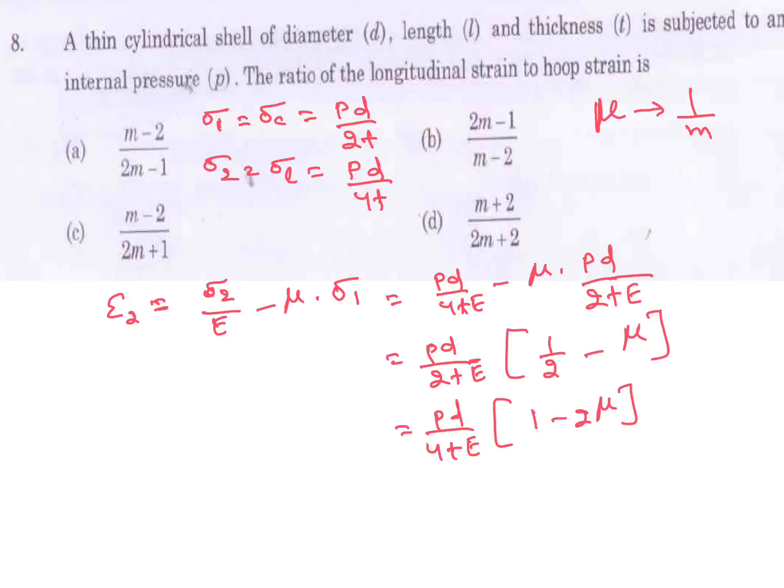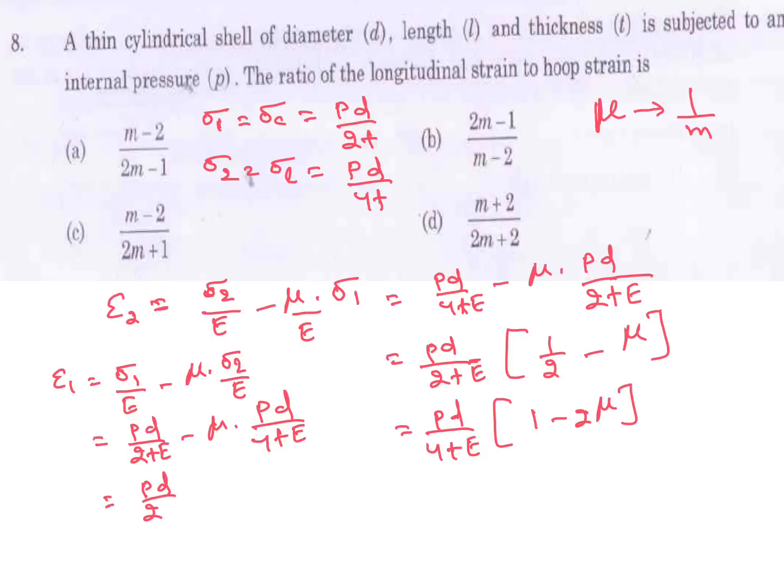and our sigma 1, strain due to hoop stress, sigma 1 by E minus mu into sigma 2 by E. Here sigma 1, PD by 2TE minus mu into PD by 4TE. Take common PD by 2TE, 1 minus mu by 2. So PD by 4TE into 2 minus mu.